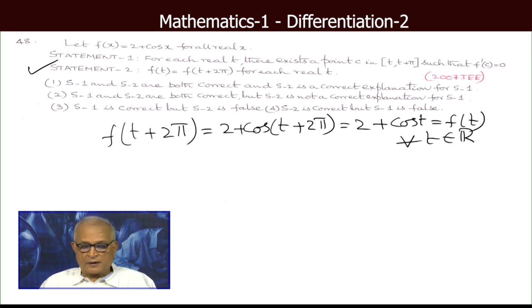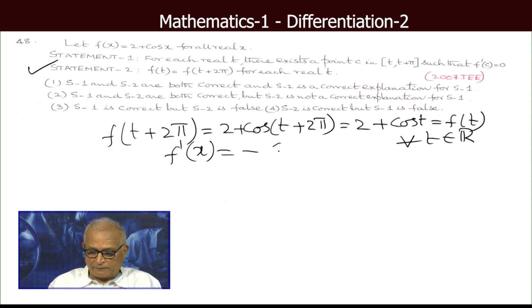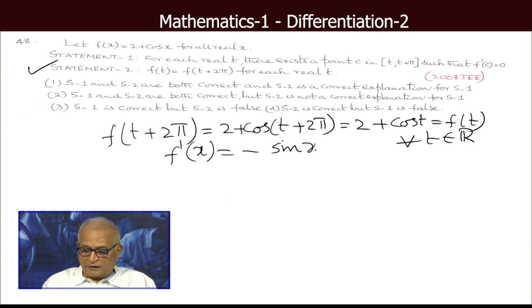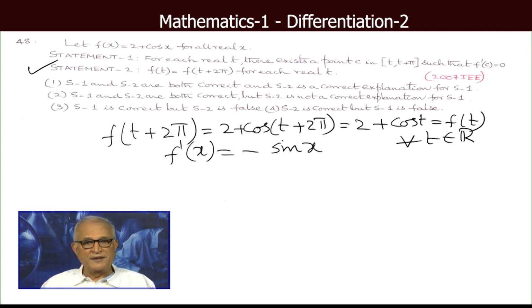First option, you have to show what f dash c is. f dash x is minus sin x. You have to show that there is a point c in the closed interval [t, t plus pi] such that f dash c equal to 0. That means you have to find a point in [t, t plus pi] where the derivative of f is 0.